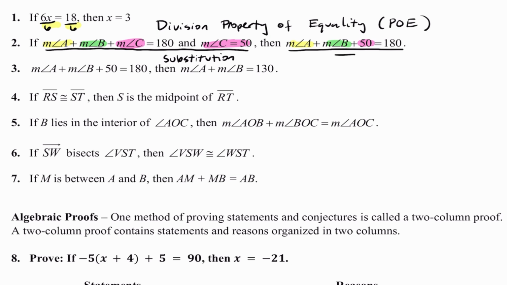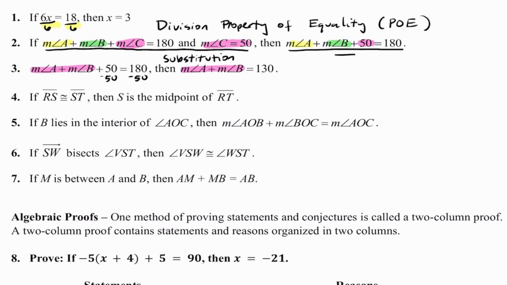Number 3, measure angle A plus measure angle B plus 50 equals 180. Then measure angle A plus measure angle B is 130. So if I'm comparing the hypothesis to the conclusion, I can see that the measure angle A plus the measure angle B did not change. However, the 50 disappeared. So it seems like I'm going to use the subtraction property of equality here, because I'm going to subtract both sides by 50. And what do I get?